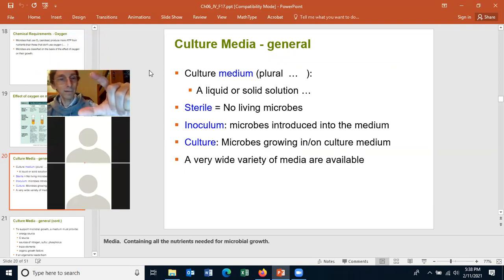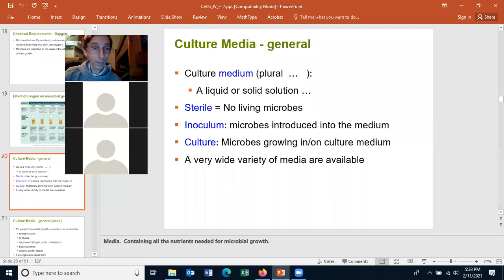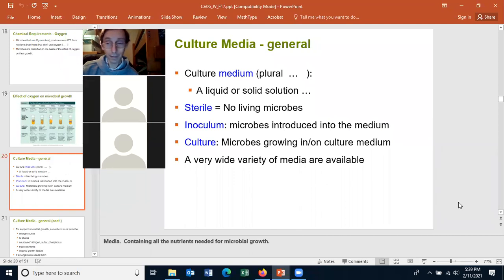And each page of that book discusses one medium. So that's an awful large number of media that are available in microbiology. Any questions about that? We'll never talk about that many, but we do talk about a few media.